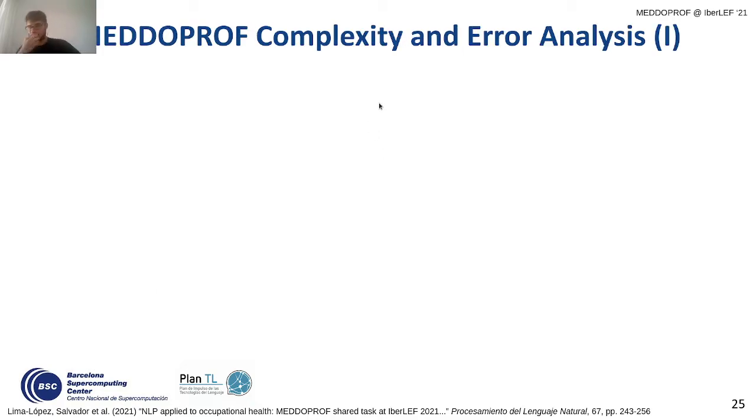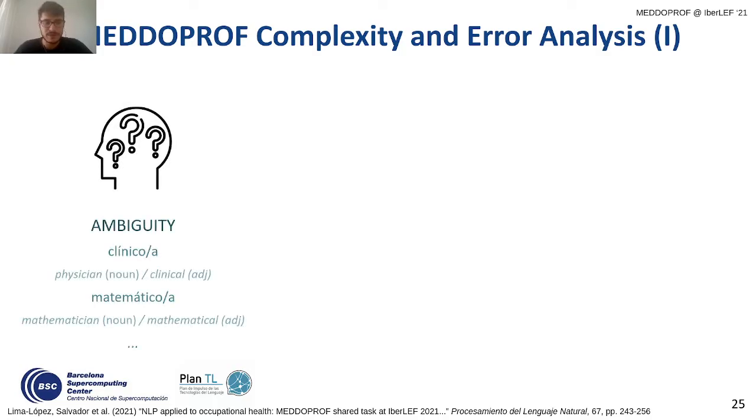And to finalize, I want to talk a little bit about the complexity and the errors we found in the participant systems. First of all, we found that there is a lot of ambiguity, at least in Spanish, for this task, as many occupations, even the more straightforward ones, can be either nouns or adjectives. For example, the word "clínico" can mean either physician or clinical as an adjective. And the word "matemático" can either mean a mathematician, a person, or it can mean mathematical. And there are many, many examples like this.